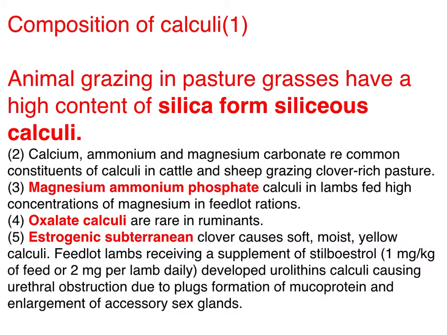أما بالنسبة إلى composition of calculi, animals grazing pasture grasses have high contents of silica form siliceous calculi, calcium, ammonium and magnesium carbonate. Calcium carbonate is a common constituent of calculi in cattle and sheep grazing clover-rich pasture. Number 3, magnesium ammonium phosphate calculi in lambs fed high concentration of magnesium in feedlots. وأيضا في المناطق التي تتواجد فيها الأوكساليت, calculi are rare in ruminants.